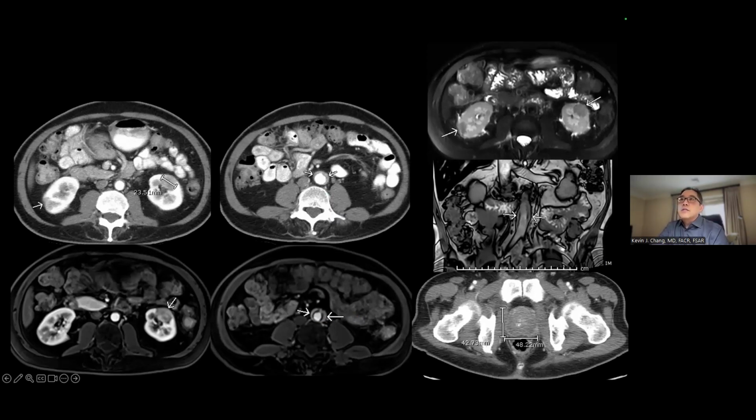And here again, you can see T2 hypointense renal masses and a soft tissue around the aorta, as well as an enlarged prostate, which is another finding that you may see in some of these cases, prostatitis.